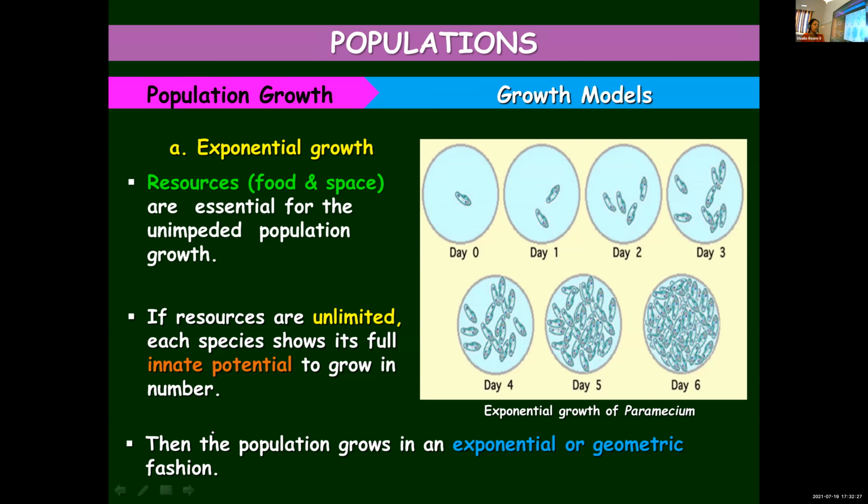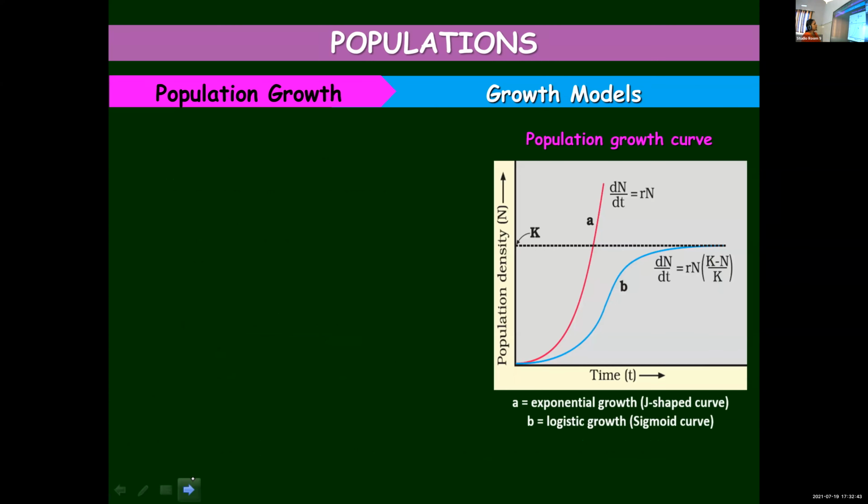And here you can see the division of paramecium, and within 6 days you can see how huge the increase is. The number of paramecia has increased tremendously. And then we saw the different equations. We saw the equation for the exponential growth curve. You even call it a J-shaped curve, whereas the logistic growth is represented by a sigmoid curve. J-shaped, as the shape of the graph.